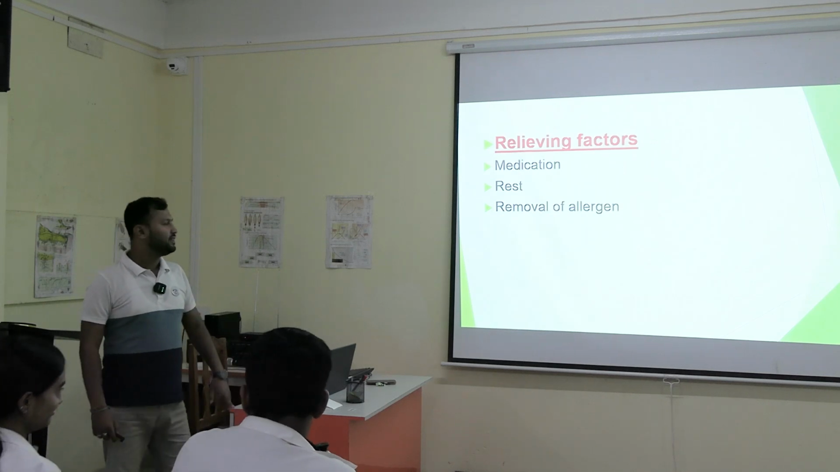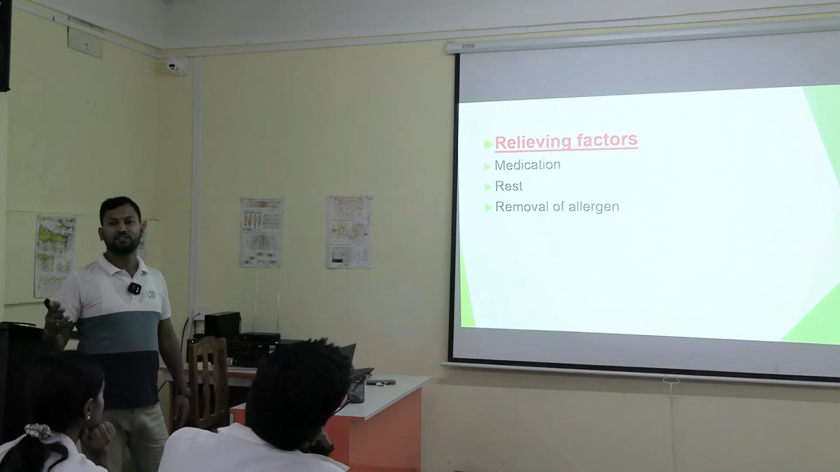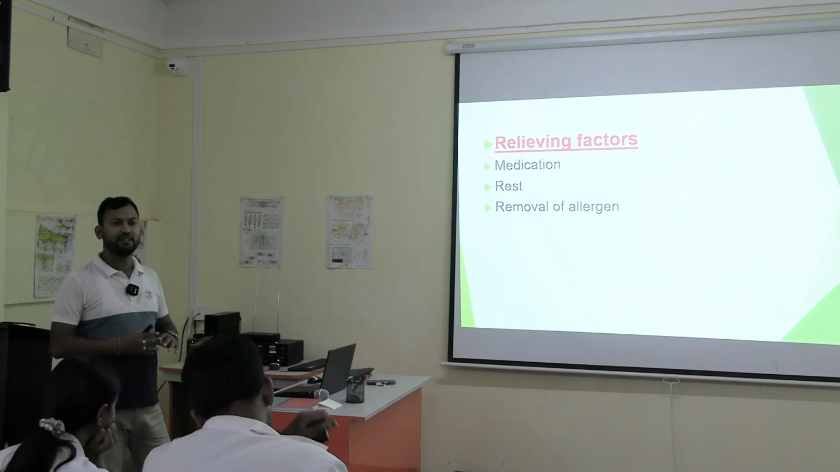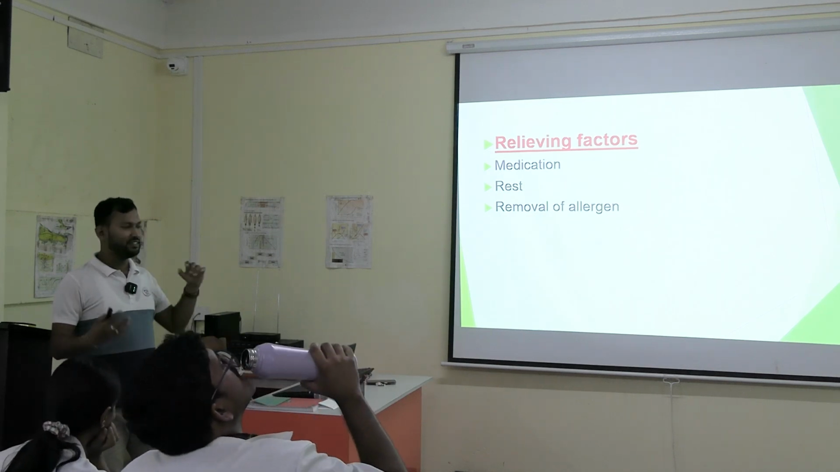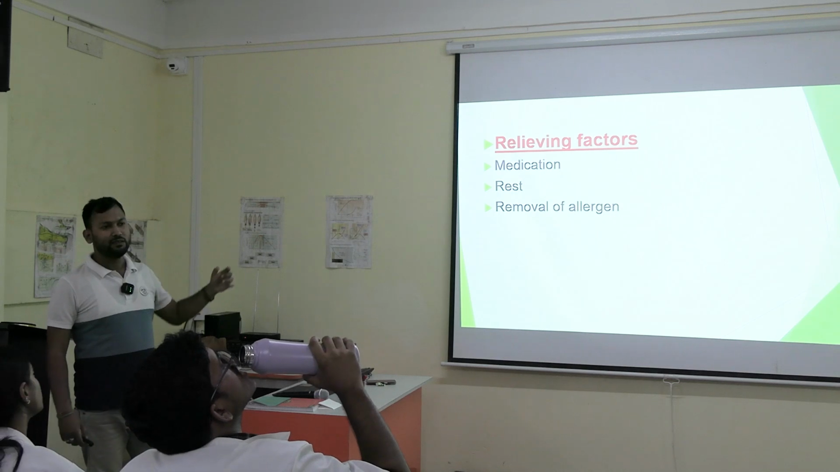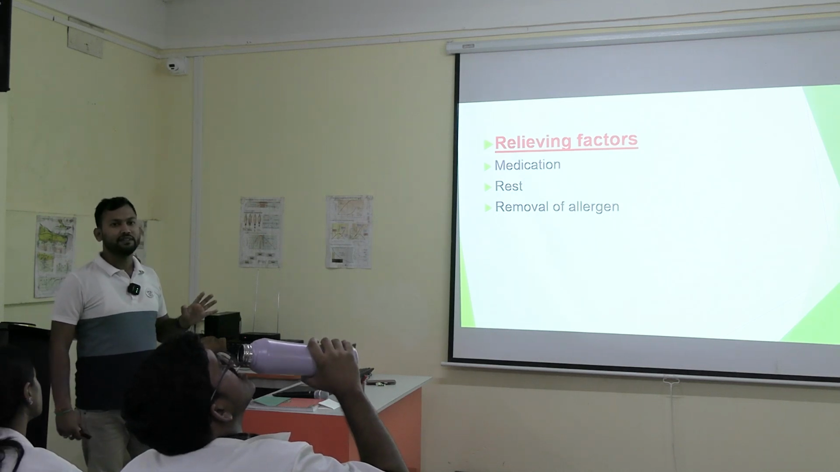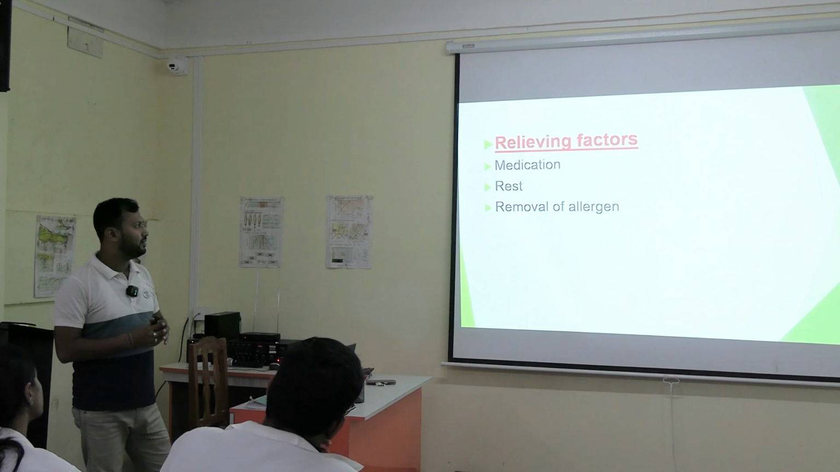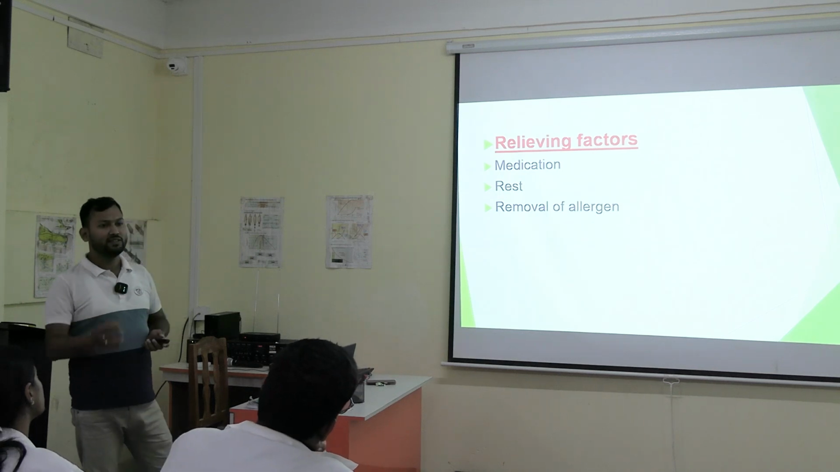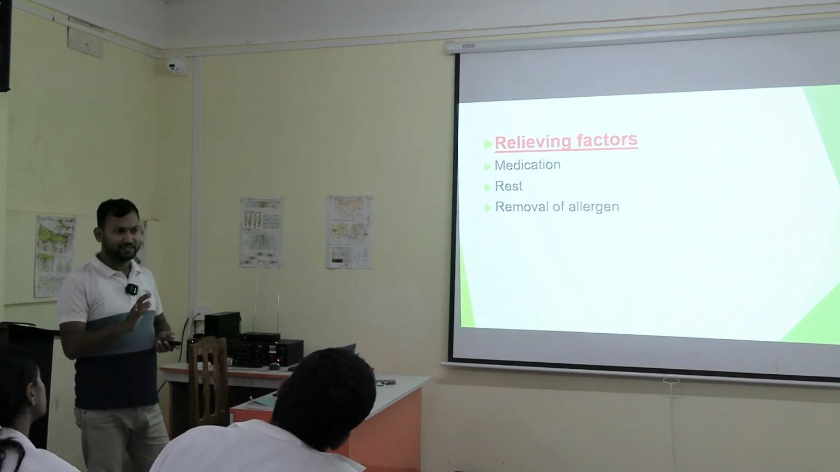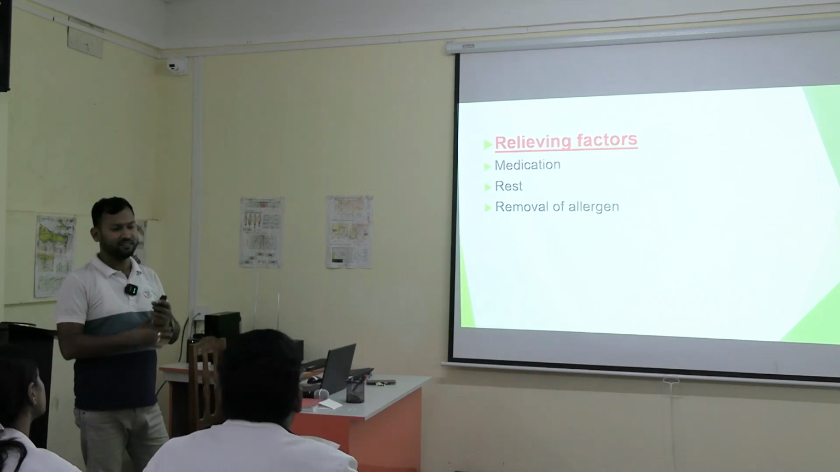Then relieving factors. Relieving factors means the things which allow the patient to get relief, meaning the disease is gone when these things are present. Like medication, the patient takes medicine and it is relieved. Then you will come to a diagnosis that okay, this particular medicine is relieving this condition, so this patient might have this condition, like this.